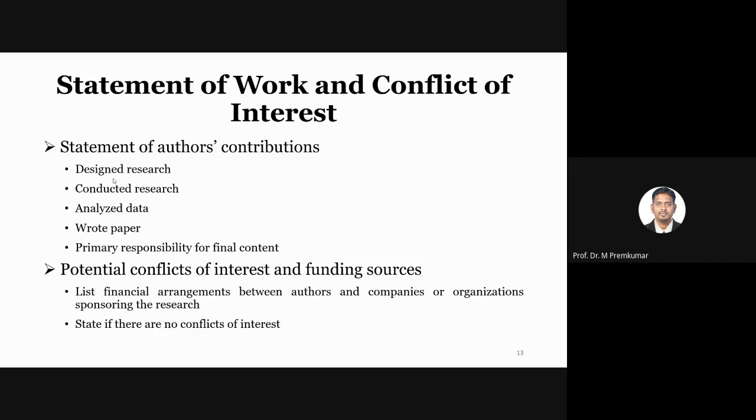And the next one is the potential conflict of interest. In most of the quality journals, what I mentioned in the previous slides, they will ask whether there is any conflict of interest or any financial interests. If anything is there, you have to disclose it. If you don't disclose it and any problems come up in future, the journal is not responsible for that. Whatever the conflict of interest is, when you submit the paper, you have to define it completely and clearly.